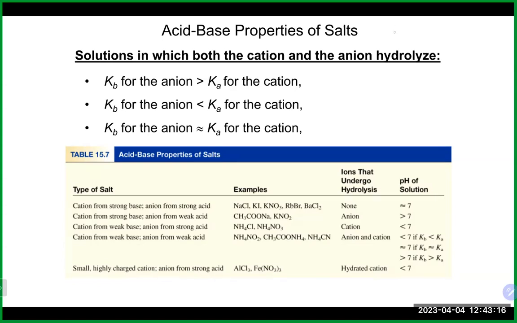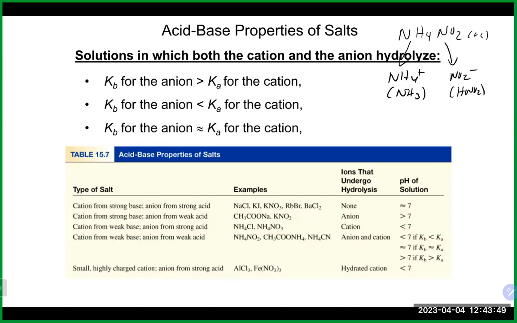So for example, if you had a salt like NH4NO2, that is NH4 plus, which came from ammonia, which means it would go through hydrolysis. That is NO2 minus, which is nitrite, which came from nitrous acid, which means it would also go through hydrolysis as well. So in those situations, the calculations can be really complicated if both things are happening at once.